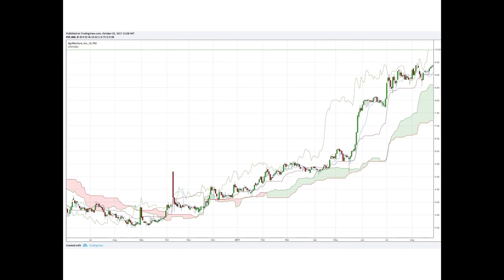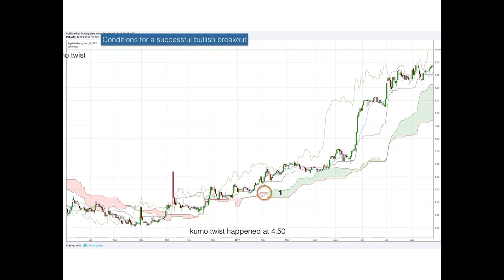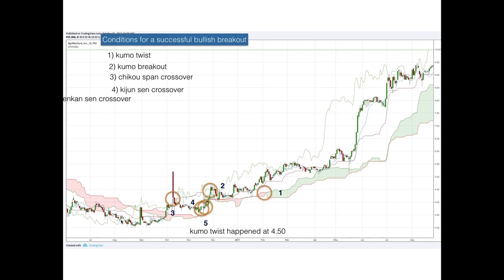This was the reason why I liked this trade previously. It showed all the elements for a successful breakout. The Kuhmo twist happened at 450. There's a Kuhmo breakout at number 2. A Chico Span crossover at number 3. A Jensen crossover at 4. And a Tankenson crossover at number 5.